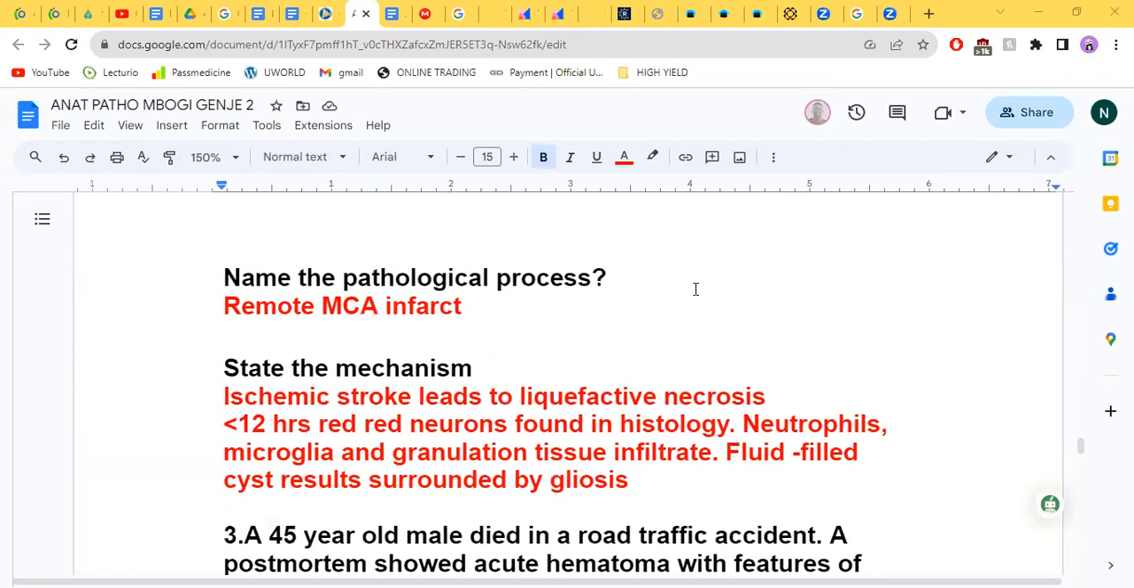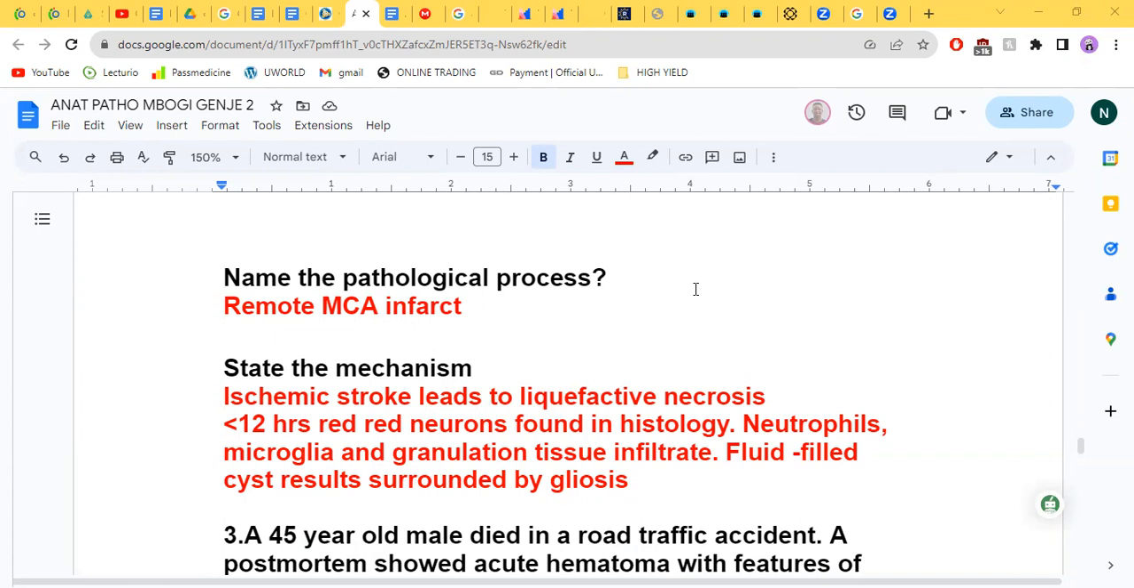Yeah, so this is a remote middle cerebral artery infarct, which will just lead to necrosis, right? Because the area is not being supplied with blood and nutrients, and its metabolic byproducts are not being removed. So this leads to necrosis. Now, the mechanism here is how this necrosis comes about. Initially, you have an ischemic stroke, and the type of necrosis that the brain undergoes is called liquefactive necrosis.